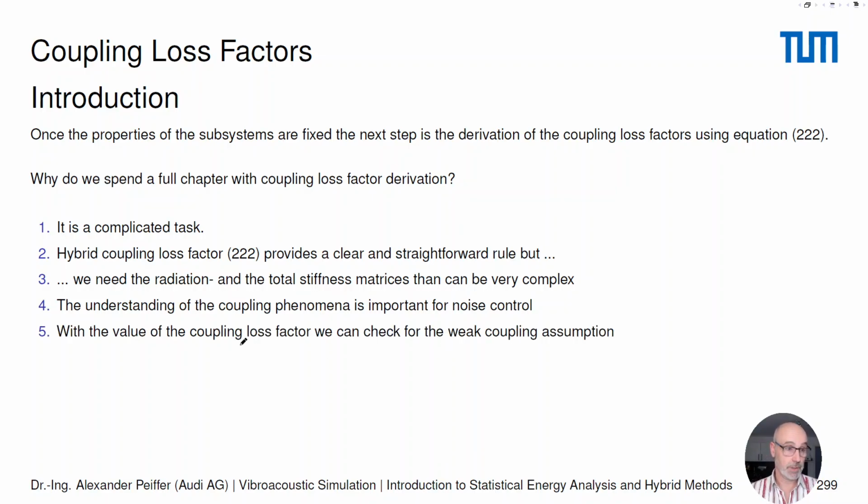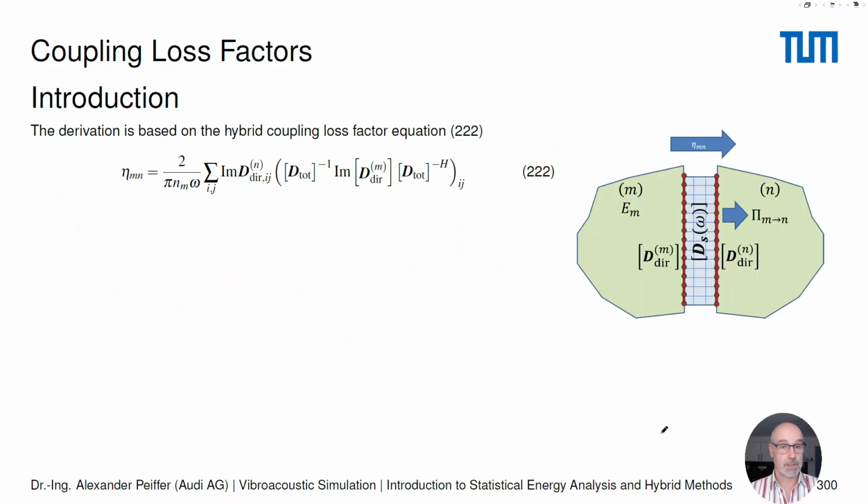And finally, when we know the coupling loss factor, we can check if the weak coupling assumption is fulfilled in SEA. So how is the structure of this session, and how is the structure of the coupling loss factor chapter in my book? It's based on this famous hybrid coupling loss factor. Why is that? Because we can easily calculate, or it's a straightforward formulation, as I said. Here in this formula is everything you need to derive the coupling loss factors.